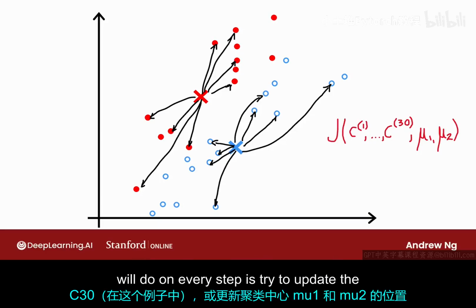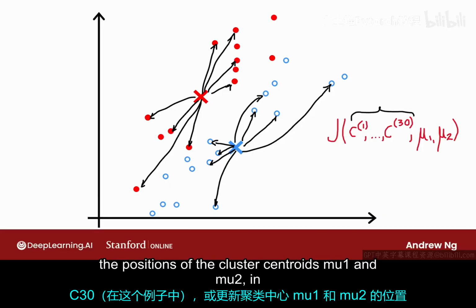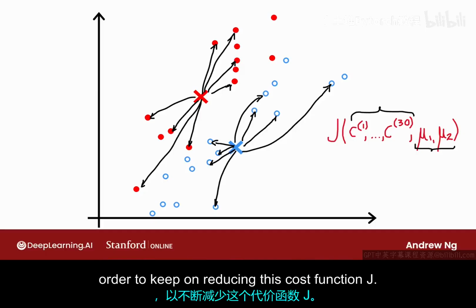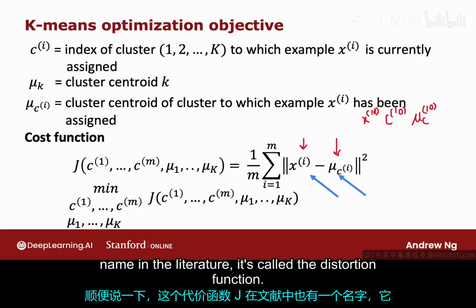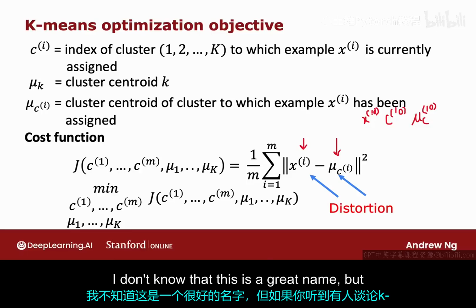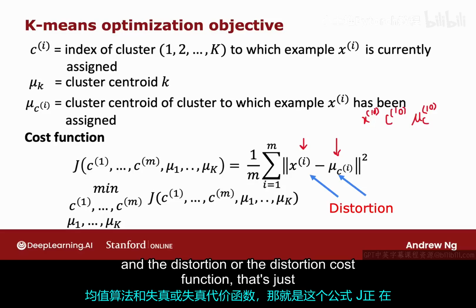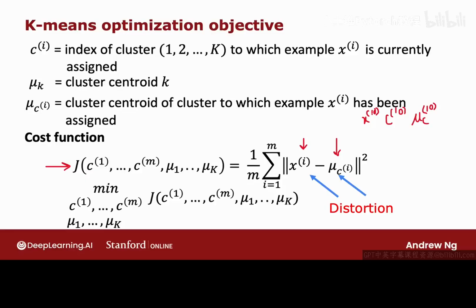And what it will do on every step is try to update the cluster assignments C1 through C30 in this example, or update the positions of the cluster centroids mu1 and mu2 in order to keep on reducing this cost function J. And by the way, this cost function J also has a name in the literature. It's called the distortion function. I don't know that this is a great name, but if you hear someone talk about the k-means algorithm and the distortion or the distortion cost function, that's just what this formula J is computing.